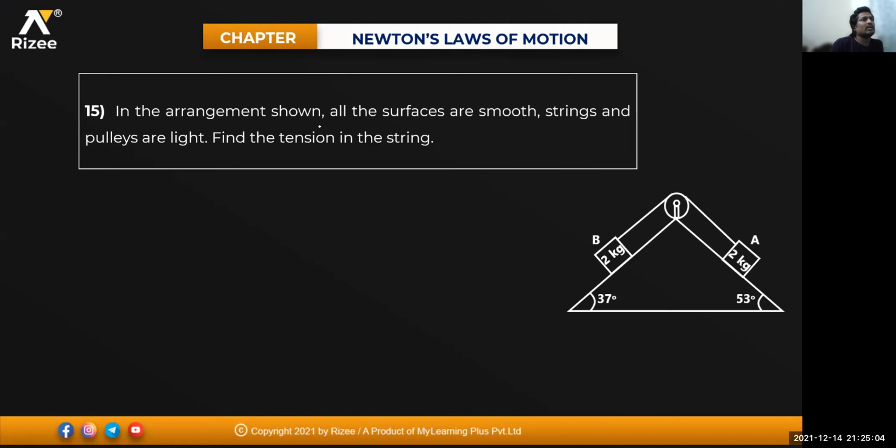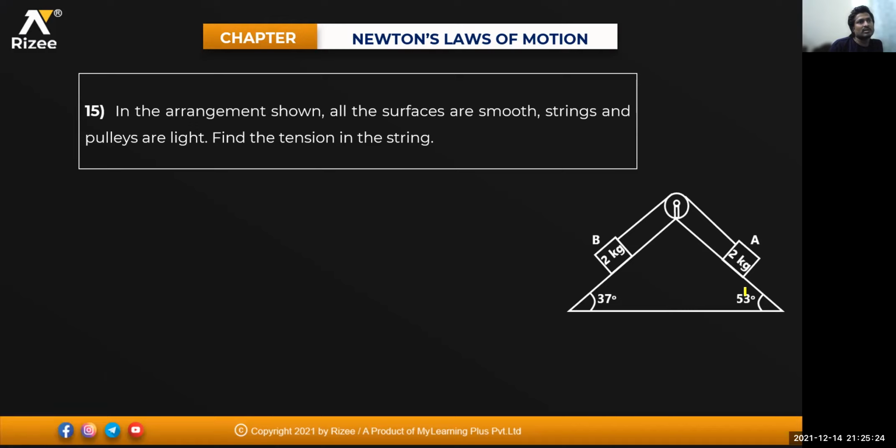In the arrangement shown, all these surfaces are smooth, and strings and pulleys are light. Find the tension in the string. Can anyone try to do it, beta? Just make an FBD, beta. Which force is more right now here? Which inclination is more? We need to understand first where the body will move.